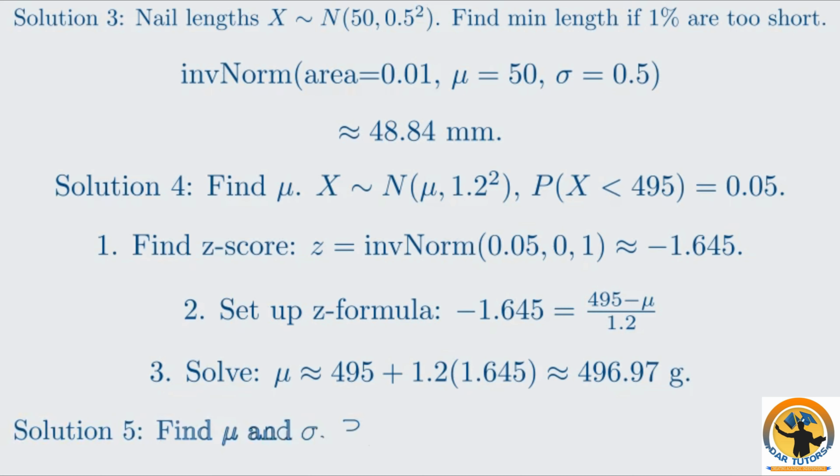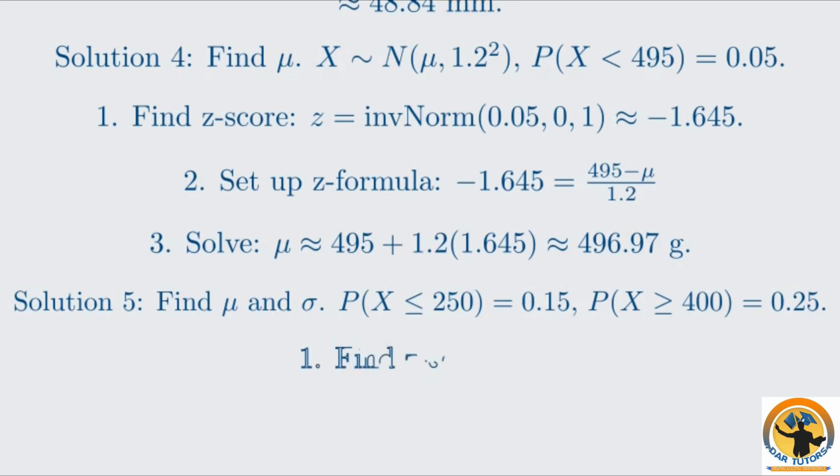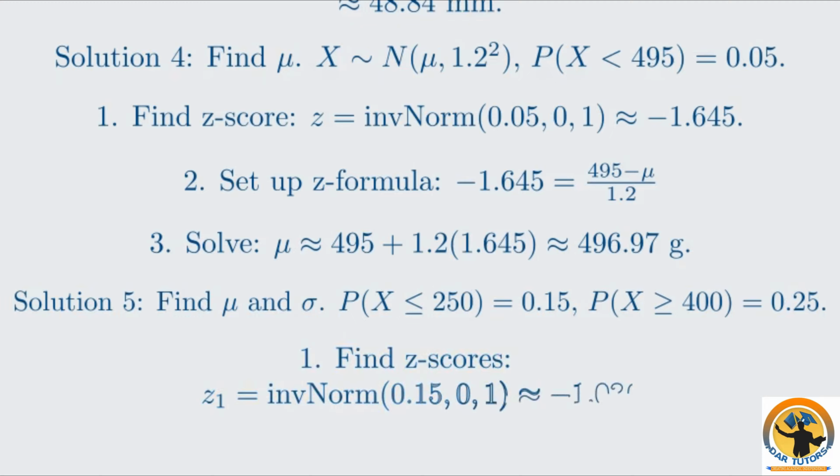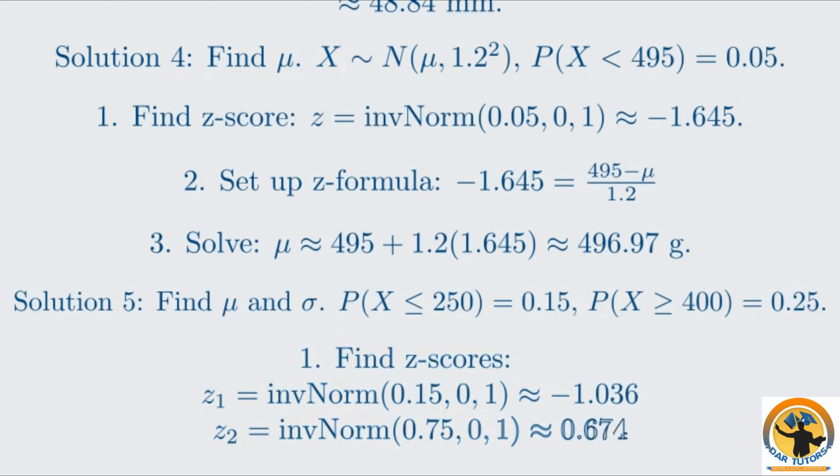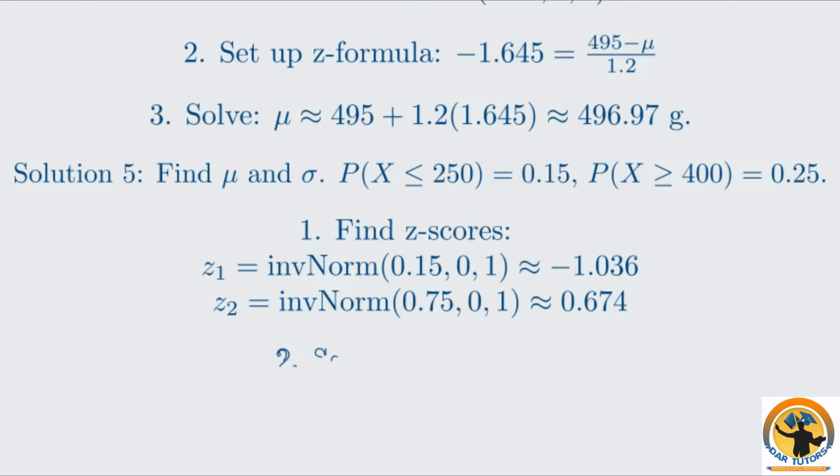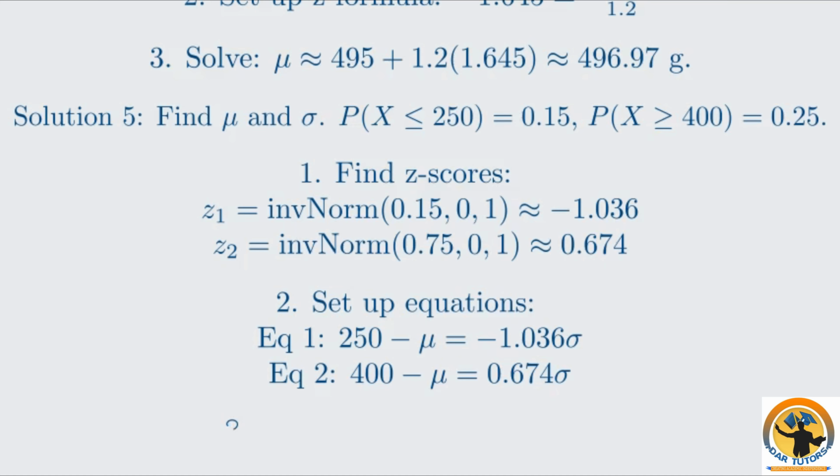Finally, for question 5, we use the two quantile approach. P(x < 250) is 0.15, so z1 is about -1.036. P(x > 400) is 0.25, which means P(x < 400) is 0.75, so z2 is about 0.674. This gives us two equations. Solving them simultaneously by subtraction gives sigma approximately 87.79. Substituting back, we find mu is approximately 340.13.